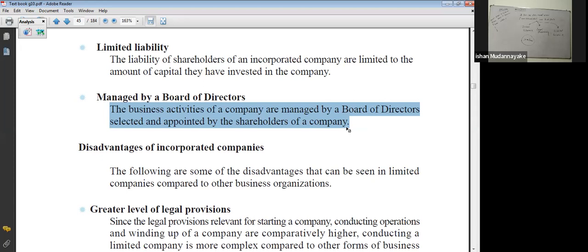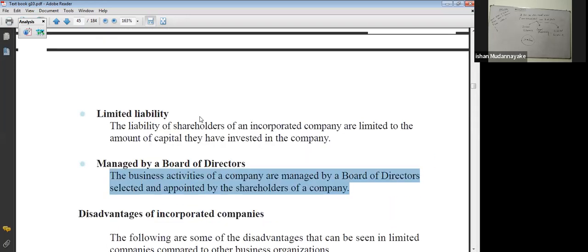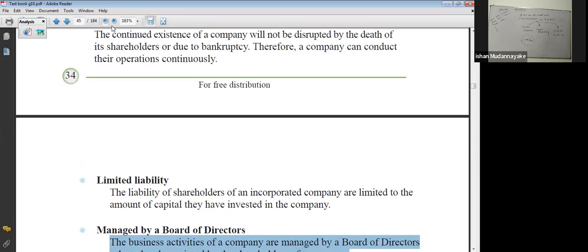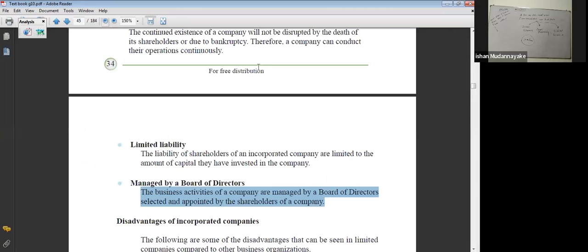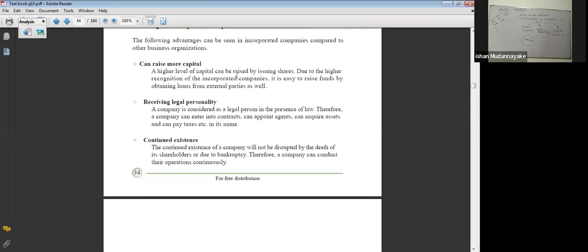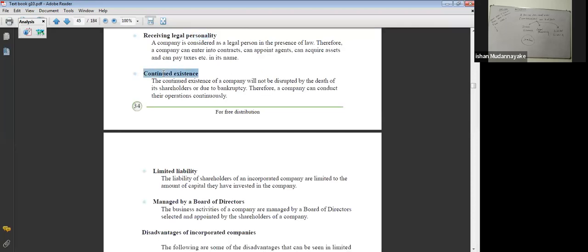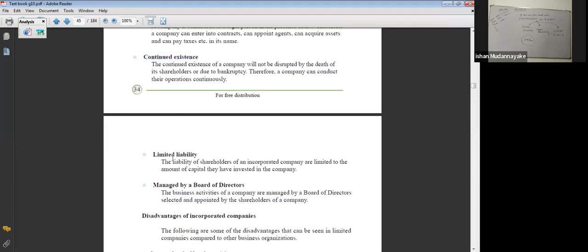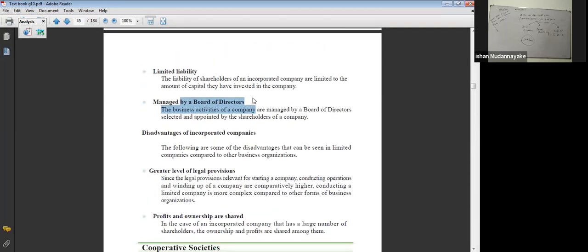So these are the advantages of an incorporated company. What are the advantages here? Can raise more capital by issuing shares, receiving legal personality, continued existence, limited liability, and managed by a board of directors. Now we will look at disadvantages in an incorporated company. What are the disadvantages? Here, first one. Naditi, first one.